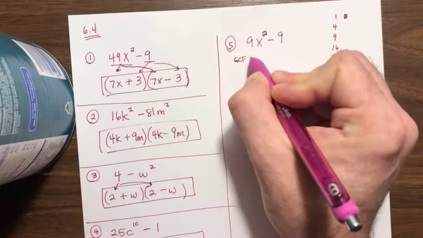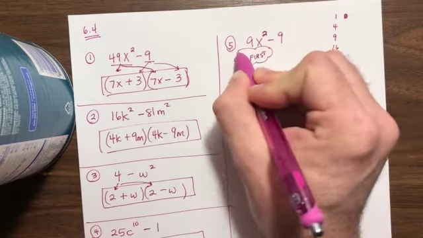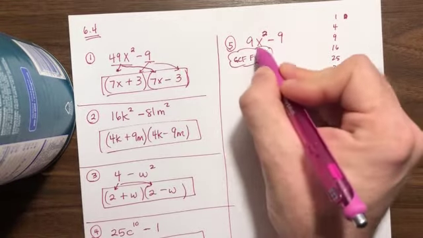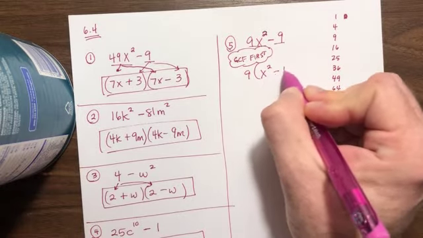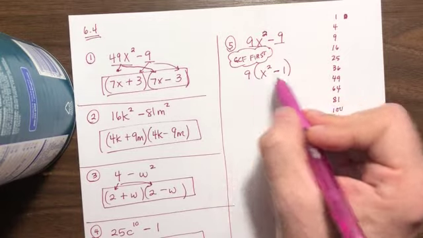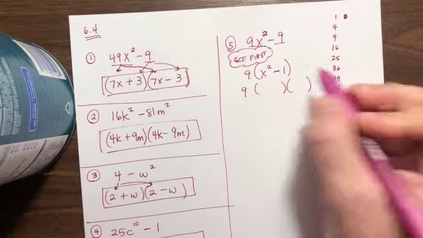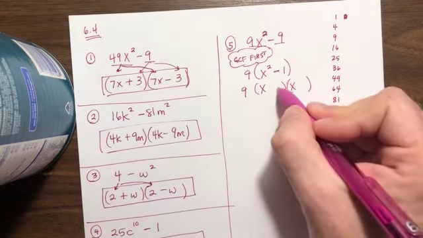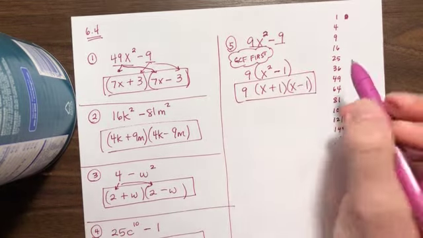GCF first. Always, GCF first. So they both have a 9 in common. This guy and this guy have a 9. And when I divide out a 9, I get x squared minus 1. Now this is a difference of two squares as well, but the 9 is pulled out. So when I break down x squared minus 1 into two things, I'm not including the 9. So x squared becomes x and x, 1 becomes 1 and 1, and then I have plus minus. And that's the correct answer.